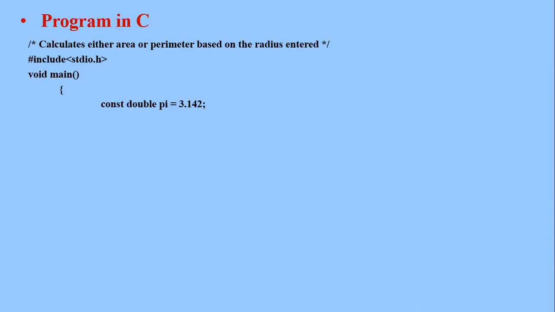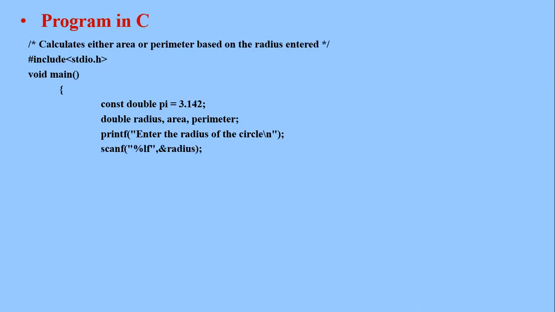Declare and initialize memory location called pi with 3.142. So const double pi equals 3.142. Then declare 3 memory locations, one called radius, area, and perimeter, they are of type double. My dear students and the rest of the learners, this program is similar to the one I have already demonstrated in Pascal. The only difference is the syntax, how we write it in C.